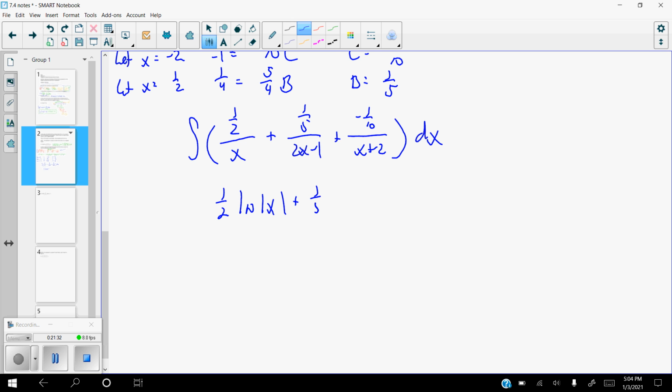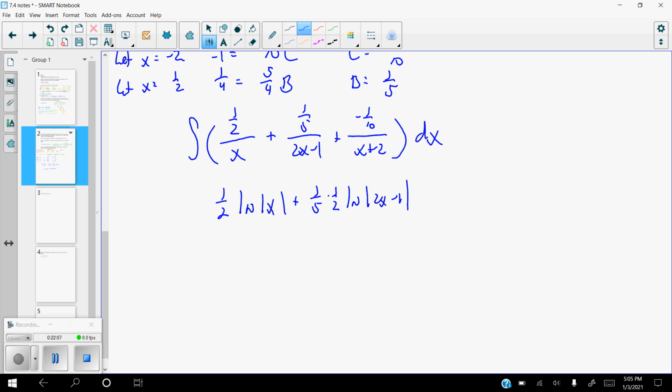I've still got the 1/5. I'm going to have the natural log of 2x minus 1. But notice that the slope of the linear function in the denominator is not just 1 here, it's 2. When this happens, you always have to multiply the outside of the natural log by the reciprocal of that slope. So the reciprocal of the 2 in the denominator is 1/2. The reason for that is this is a shortcut to doing a u substitution. Really, what you'd have to do is a u substitution, let u equal 2x minus 1, and then you would end up with that 1/2 anyway.